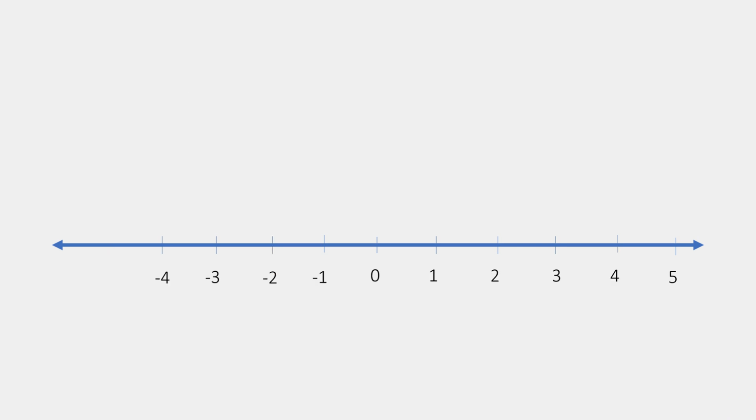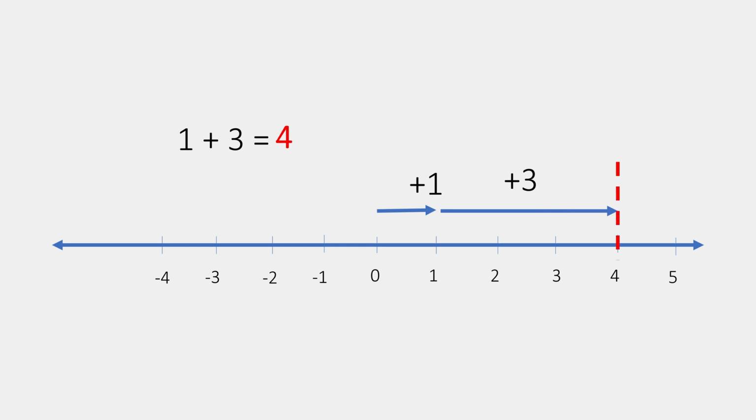Let's do some easy equations and notice the difference when we change it from positive to negatives. So let's start with a basic 1 plus 3. Both of them are positive. We will move 1 space to the right from the 0 and another 3 spaces to the right from 1. And it ends on 4. 1 plus 3 is 4. This is something you should know in 1st grade.